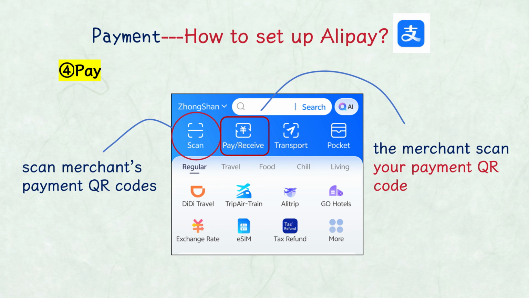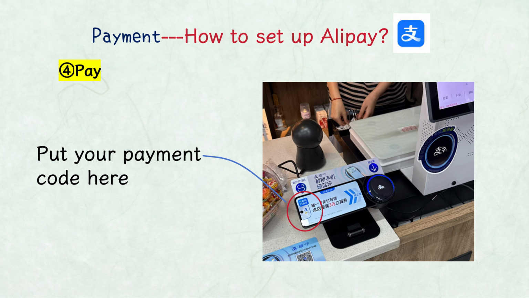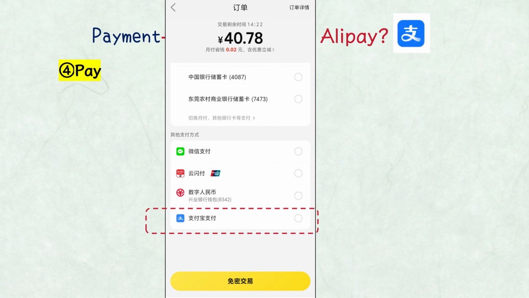2 ways to pay offline. 1. You scan the merchant's QR code. 2. You put your payment code for the cashier's scanner to scan. Many self-service machines here have hidden QR scanning slots. You can find them here. For online checkout, just select Alipay as your payment method.